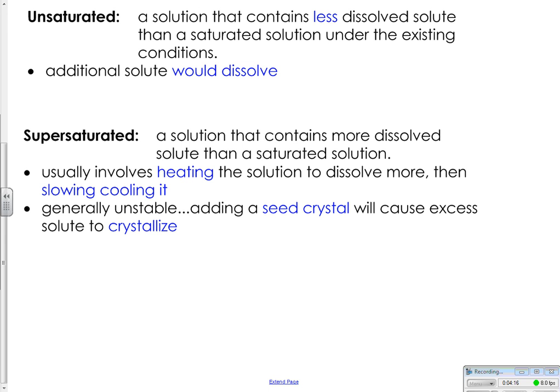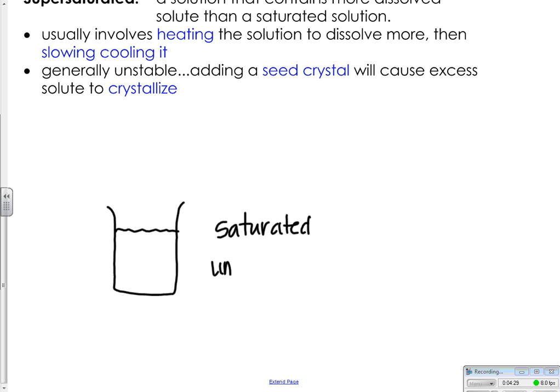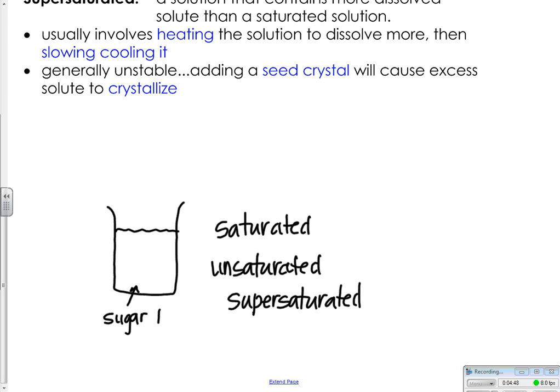So a good test would be if I gave you a solution and you didn't know if it was saturated, or whether it was unsaturated, or whether it was supersaturated. The only thing you know is that it is a solution. And let's say I tell you it's a solution of sugar in water, okay? We know that this is a sugar-water solution. How could you test to see whether it was saturated, unsaturated, or supersaturated?